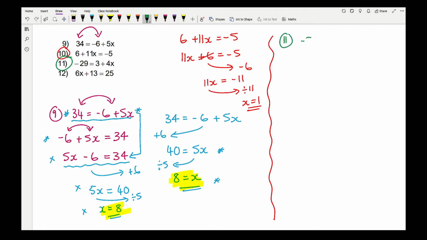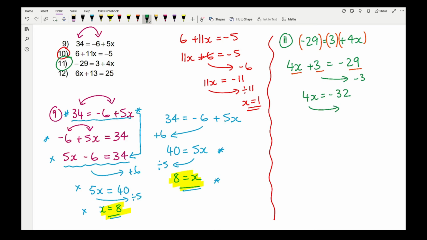So with question 11, I've got minus 29 equals 3 plus 4x. Now that's going to be the same as 4x plus 3 equals minus 29. And how I've done that, well, my 4x is positive, the 3 is positive, and the 29 is negative, and that still remains the same in how I've rewritten it. So then, going from this, I take away 3, so 4x equals minus 32. I'm then going to divide by 4, so x equals 32 divided by 4, which is 8, and a minus divided by a positive gives me a minus answer.